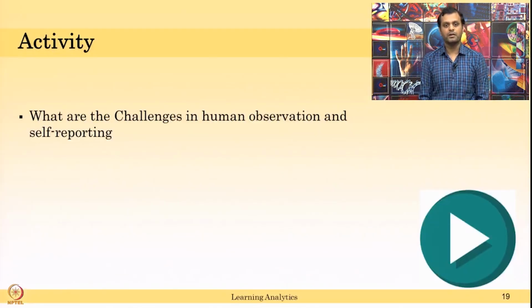So, we saw human observations and self reporting used to detect emotions. What are the challenges in human observation and self reporting? Please think about the challenges, write down your answer, then resume to continue.